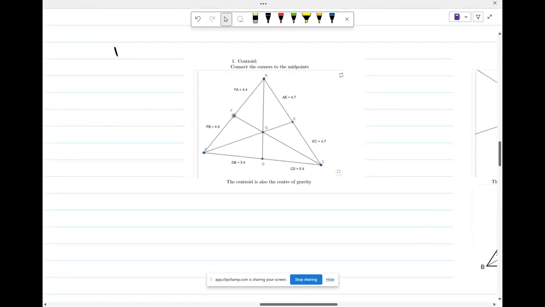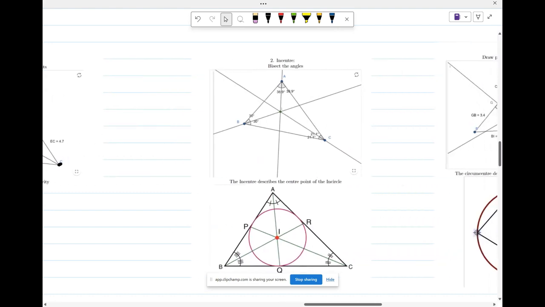So centroid, what you're going to do is you're going to connect each corner to the midpoint of the line. So you see here, this side is actually the same length as that side. And you're going to connect this corner to the midpoint. And you can do all 3, but once you get 2, where they cross is going to be where the third one crosses as well. So connect the corners to the midpoint of the sides, and that's how you get the centroid.